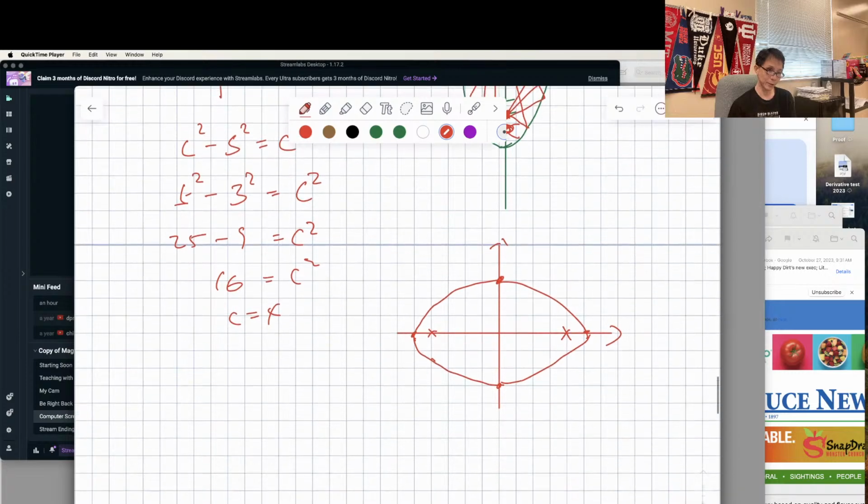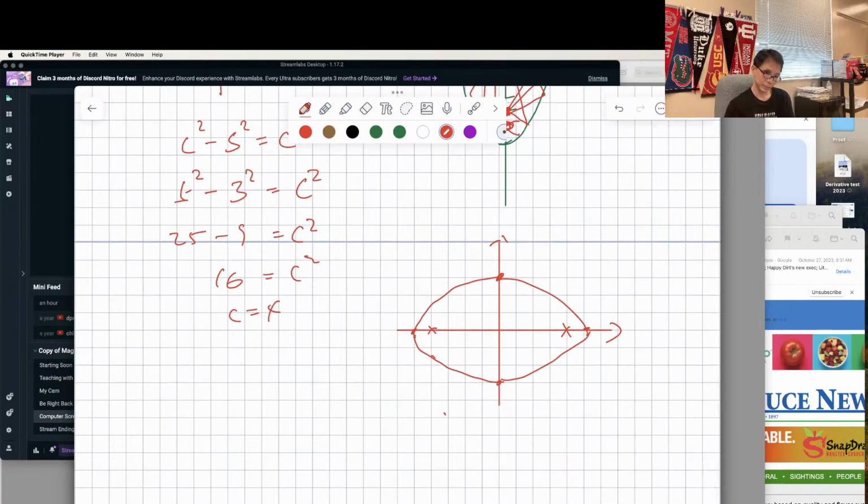So it will be x squared over 25 plus y squared over 9 equals 1? Yep, it's just inverted, right? 3 squared, so this is 9, equal to 1. Yes, good.